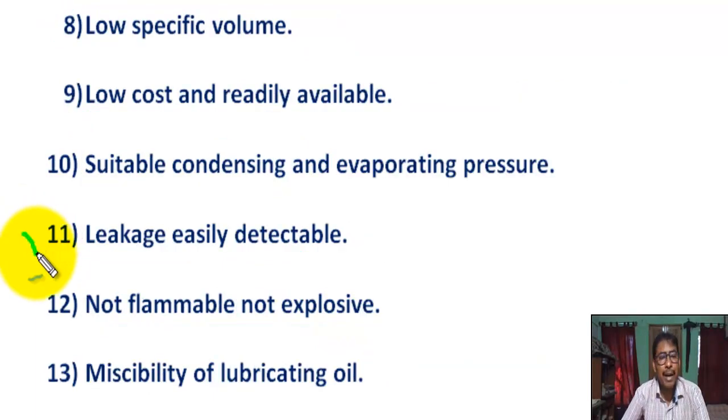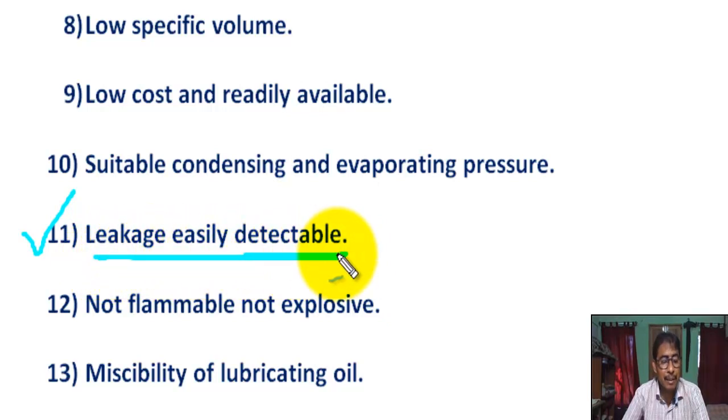Number 11, a refrigerant must be leakage easily detectable. The refrigerant should have low leak tendency. An ammonia leak can be very easily detected by its strong smell. The great drawback of fluorocarbons is the fact that they are odorless.